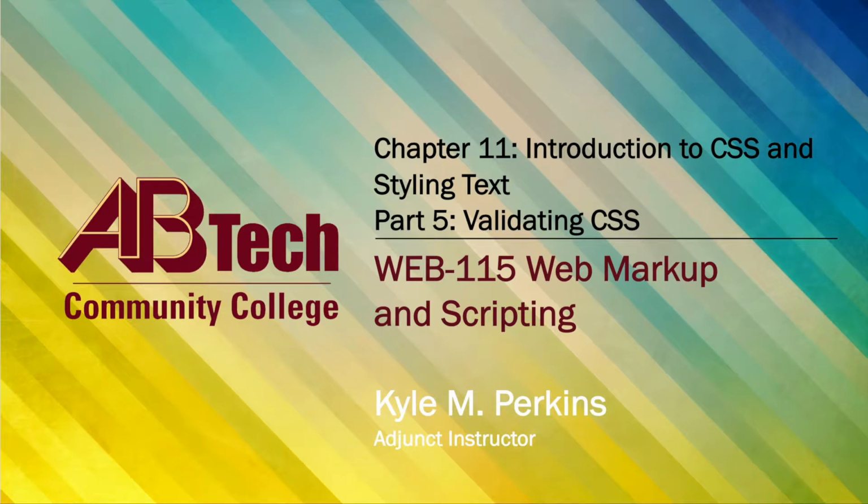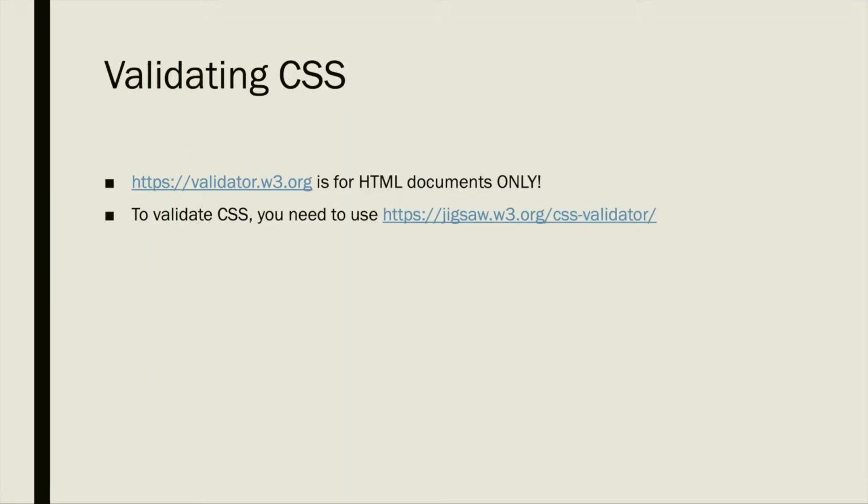Welcome to the last video in Chapter 11. In this video, we're talking about validating CSS. When you're validating CSS, one thing you want to make sure you're doing is using the correct site. If you're going to validator.w3.org, that is only for validating HTML. In order to validate CSS, you have to go to a different site under the same domain.